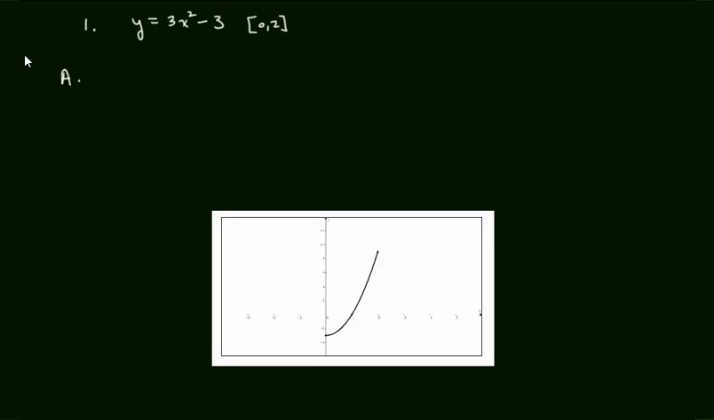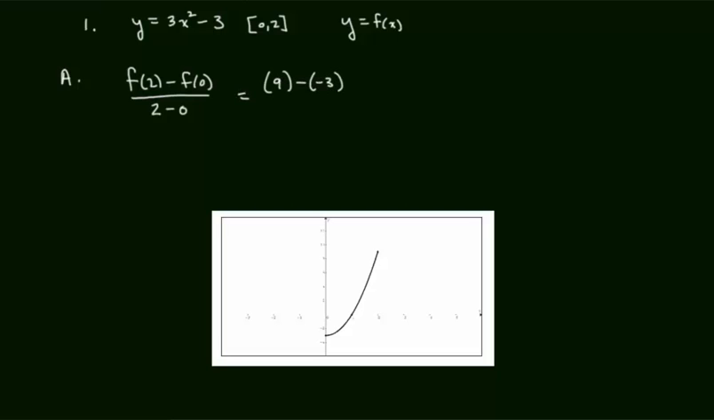The first example, y equals 3x squared minus 3 on the interval 0 to 2, that graph can be seen below. Part A wants us to compute the average rate of change. I'm going to call y equal to f of x because I prefer to use f of x notation when computing the average. So the average rate of change is going to be f of 2 minus f of 0, again the slope of the line connecting the endpoints, change in y over change in x, which is 2 minus 0. If I plug that in, I'm going to get 9 minus a negative 3 all over 2, and my average rate of change will be 12 over 2, or simply 6.